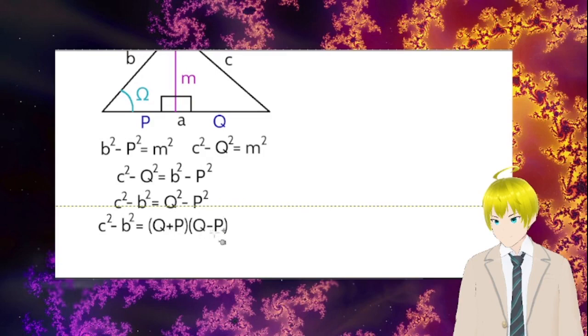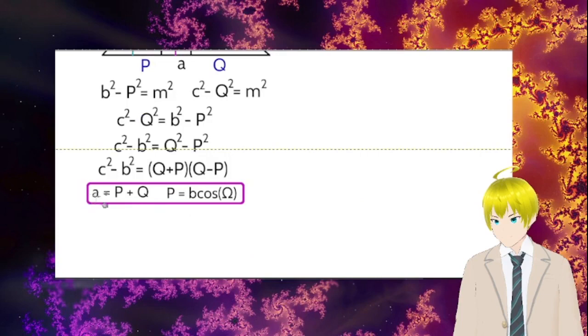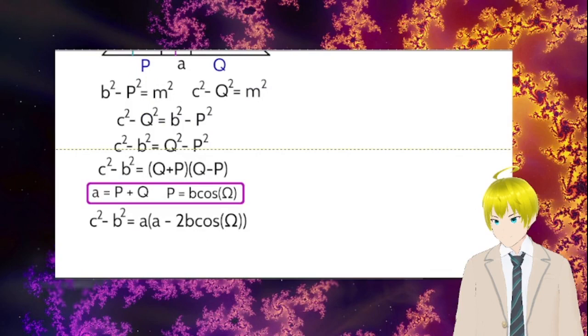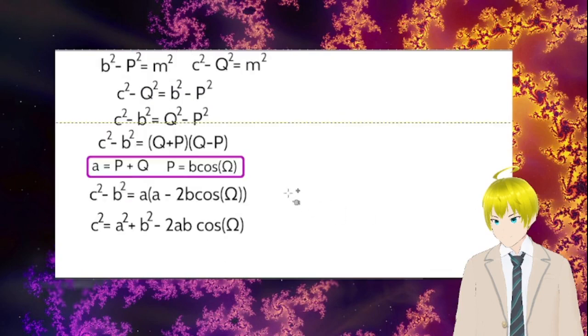Now we're going to factor this side over here. Now we're going to substitute in a for p plus q, that makes sense, and p for b cosine omega, because that's what p is over here. Here we go. And a little bit more algebra, and we have the law of cosines.